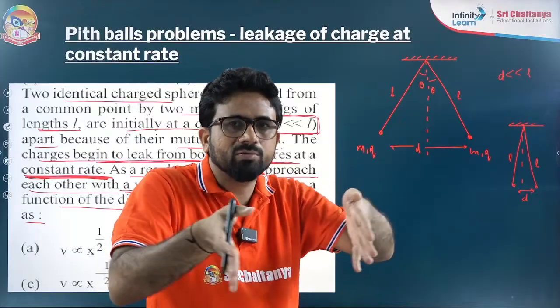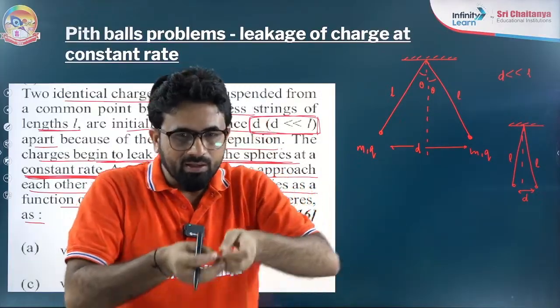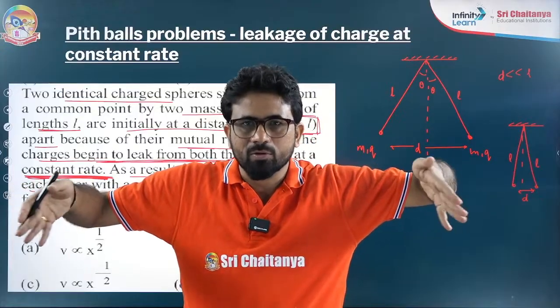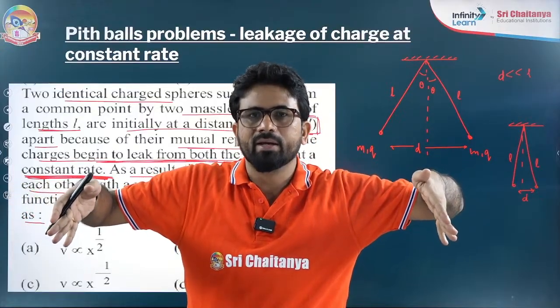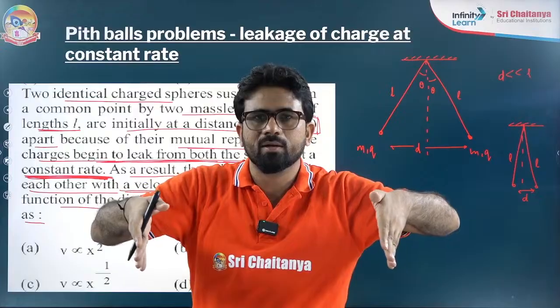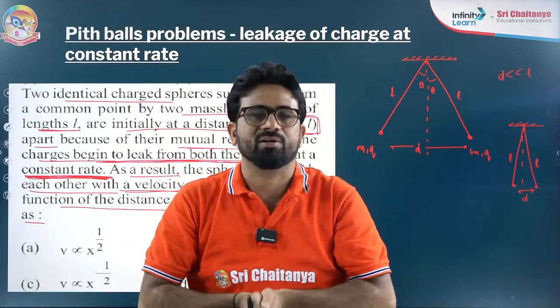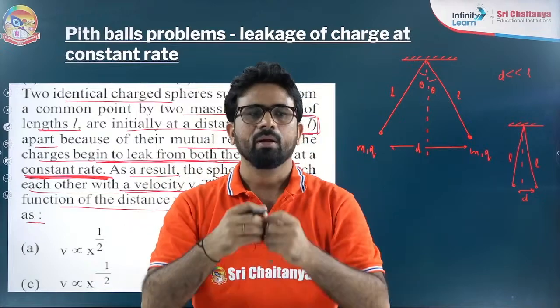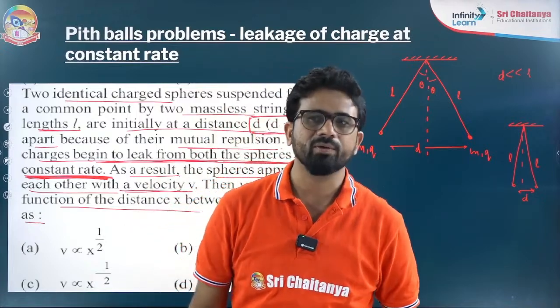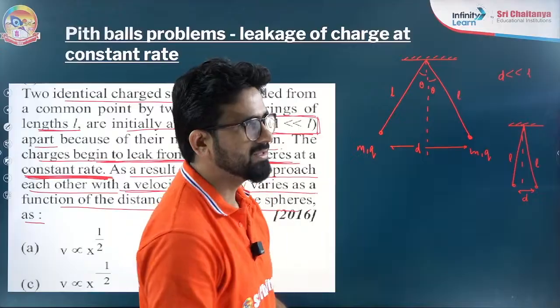When the charge becomes zero, they will touch. Initially these balls are like this. Now slowly the charge decreases, and finally becomes 0, and they are touching. So with the vertical, they hang like this. This is going to happen, and you have to understand it.